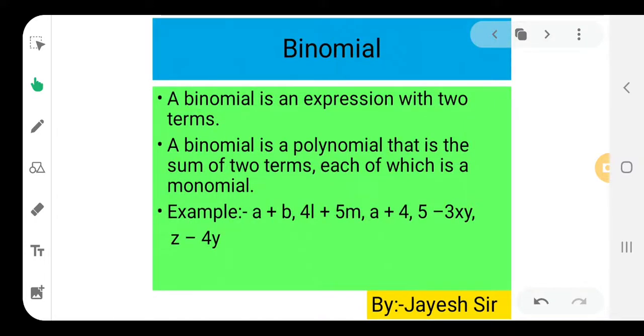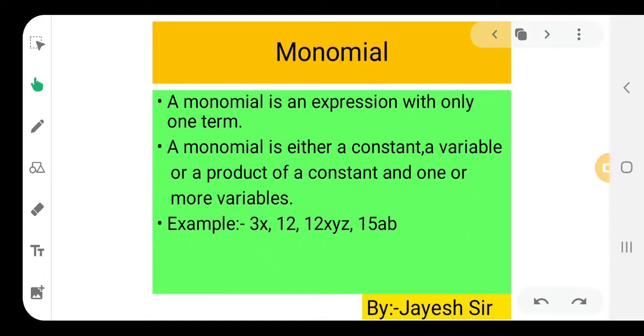In the end, I will explain and give the difference between monomial, binomial and trinomial. Let us begin with the binomial. A binomial is an expression with two terms, separated by a sign, either plus or minus. That means two terms and one sign, then it is a binomial. In a monomial, no sign is there. It could be either a constant or a variable.